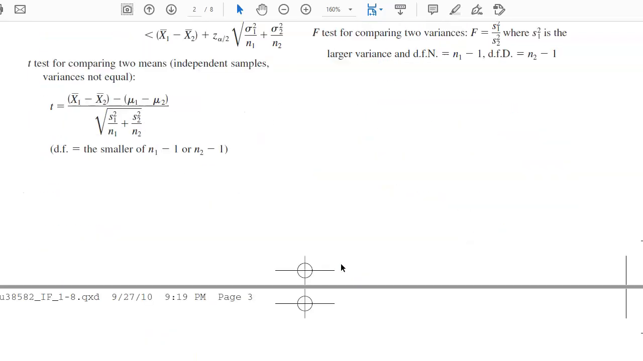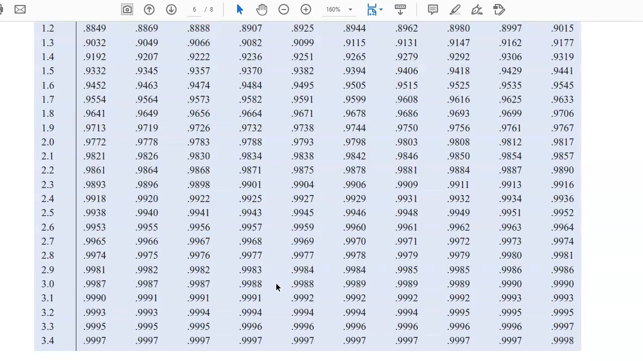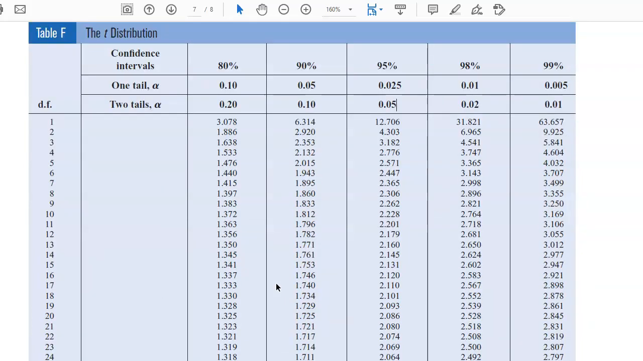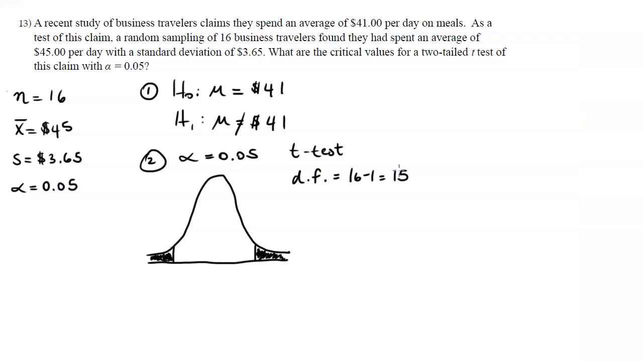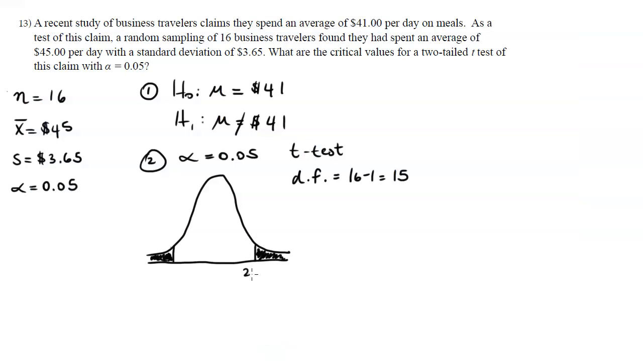Let's see. Here's the t-test table. So alpha is 0.05, two-tailed. How many degrees of freedom? 15. Okay. Two tails, alpha's 0.05, 15 degrees of freedom. So two-tailed, 0.05, 15 degrees of freedom. 2.131 is our critical value. So 2.131 here and negative 2.131 there.